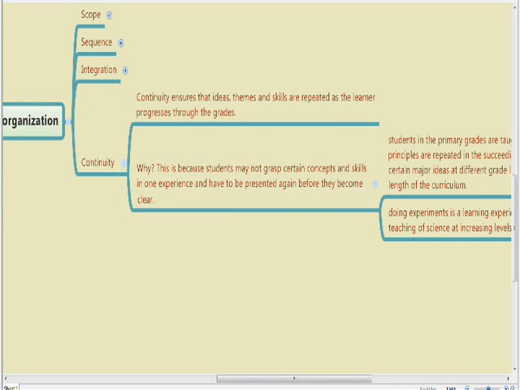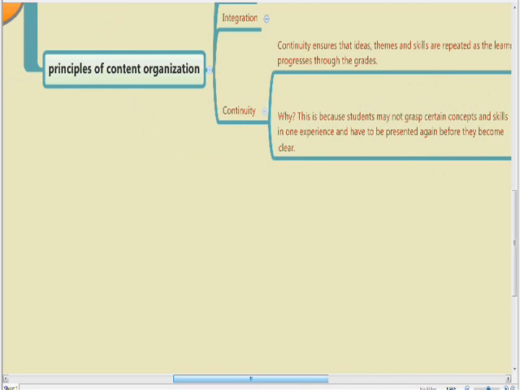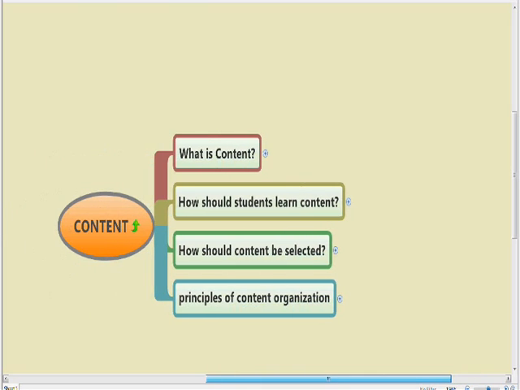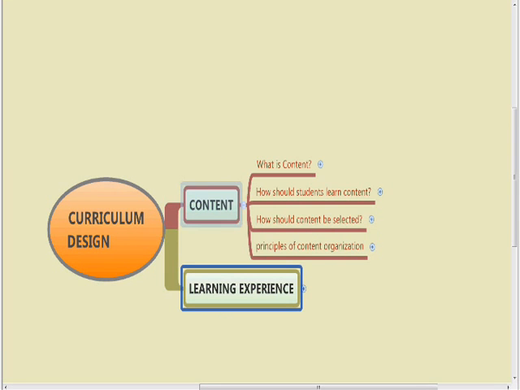So we have covered now, let me get this right again, principles of content organization. There should be one more I think we haven't covered. No, that's it. So from the notion of content we have four: what is content, how should learners learn the content, how should content be selected, and principles of content organization. We have covered content, the four approaches.